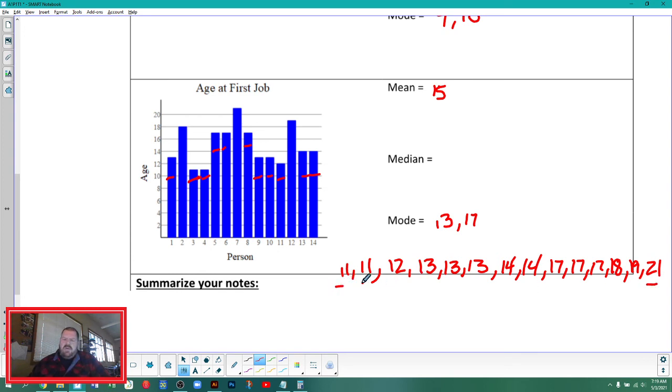11, 21, 11, 19, 12, 18, 13, 17, 13, 17, 13, 17. And it's in between these two 14s, which 14 plus 14 divided by 2 is going to be 14. So we're good to go with 14 there.